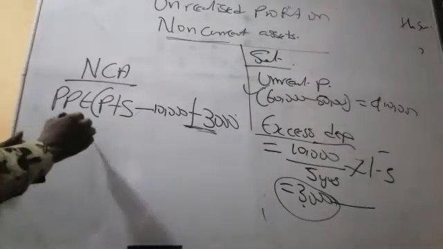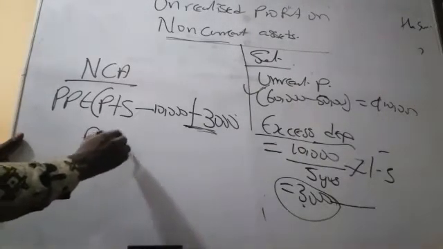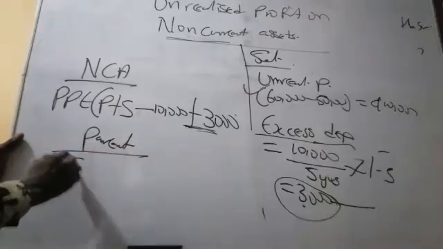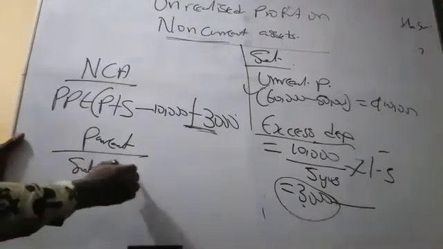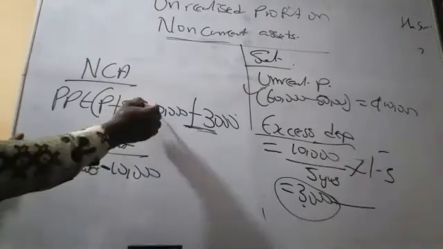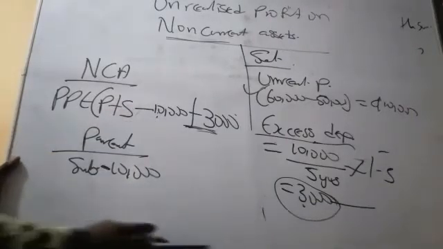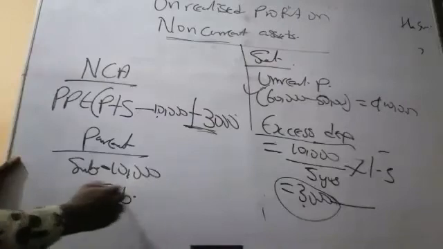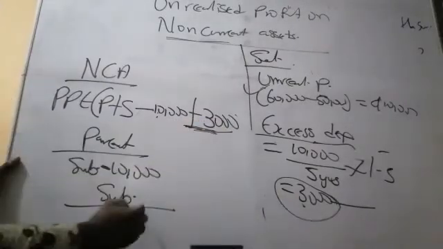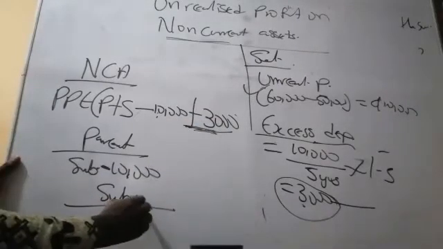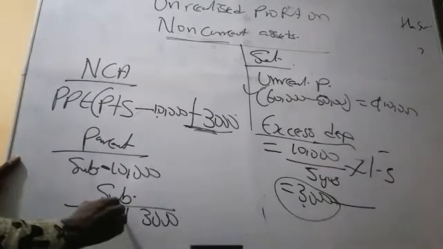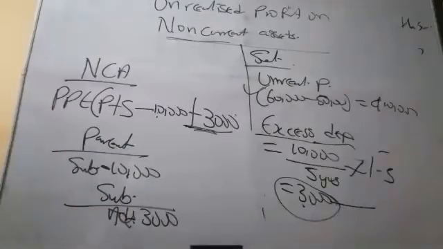When you go to the parent profit, subtract the 10,000 from parent profit. When you go to subsidiary's profits, add this 3,000 to subsidiary's profits. So 3,000 add. That's all. So these are the treatments involved, and then we are done.